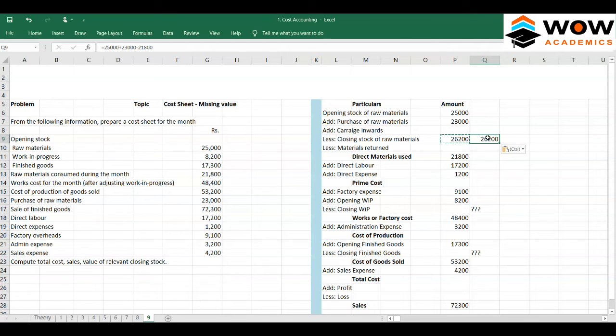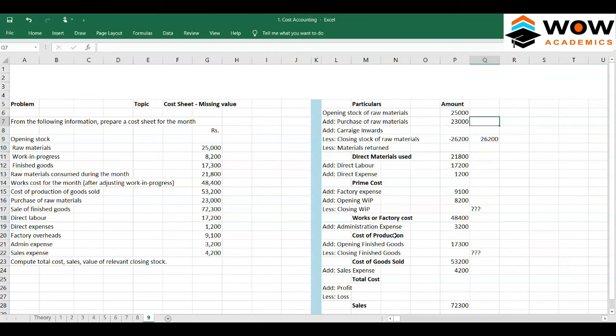That is the missing value here. Normally closing stock is a minus number, so you have to put a minus symbol. So the number comes to 26,200, and you have to put a minus symbol. Let's see what happens with the answer. When you add all this, it should come to 21,800.